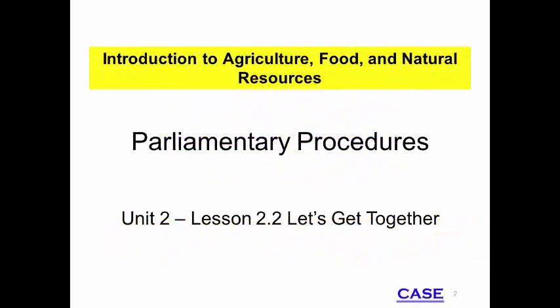Parliamentary Procedures, Lesson 2.2, Let's Get Together. You completed Activity 2.2.1, See No Evil, Speak No Evil, to practice teamwork and multiple forms of communication. In a formal meeting or team setting, a more formal communication protocol is used to ensure rule and order.